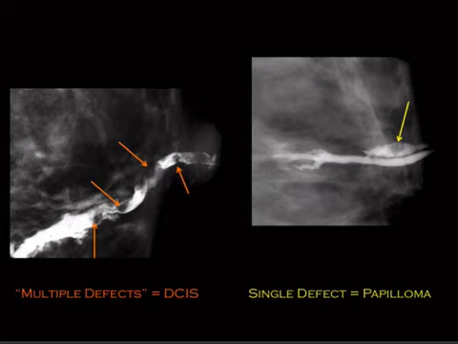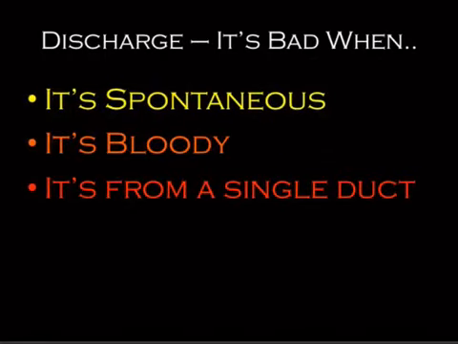So what makes suspicious nipple discharge? Because you can have nipple discharge from lots of different reasons, but when is it suspicious? If it's spontaneous, if it's bloody, and if it's from a single duct. So if it meets these 3 things, most people are going to unfortunately have to perform a galactogram.